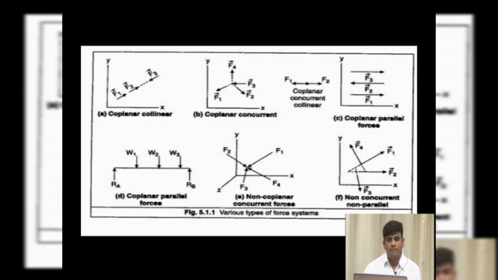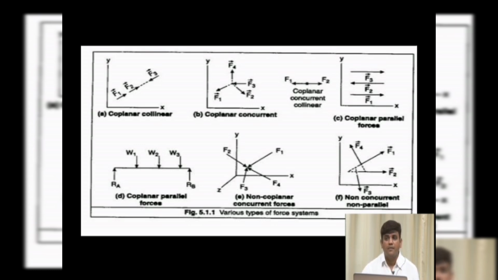As I told you, the other system of force is non-coplanar, which does not lie in the same plane. You can observe X, Y, Z. That is non-coplanar concurrent forces. Concurrent forces means they meet at a common point, or they emerge from the common point. See the difference between coplanar concurrent and figure E, non-coplanar concurrent. In coplanar concurrent you have only one plane, X and Y, and in diagram E, non-coplanar concurrent, they meet at a common point in X, Y, Z.